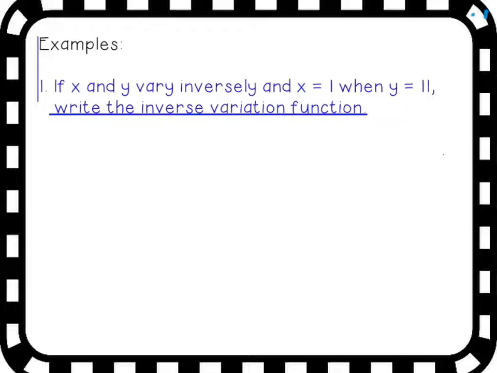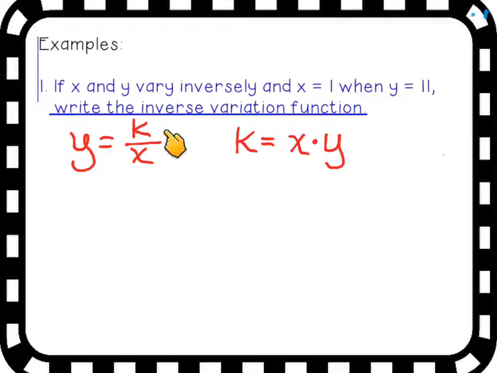Now again, let me remind you that that's just a whole different equation. And this time, the value of k is not y over x. It's going to be x times y. If you solve for k here, you multiply both sides by x to get it by itself, and this is what you're going to get. So the constant of variation is just found by multiplying x and y.